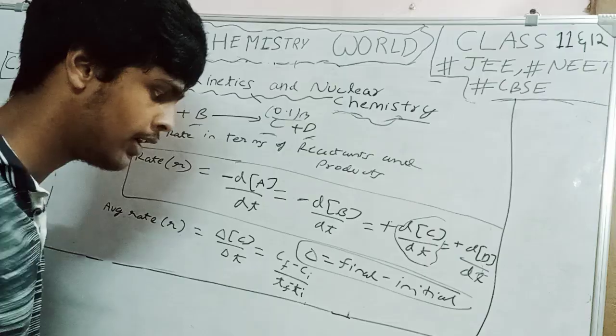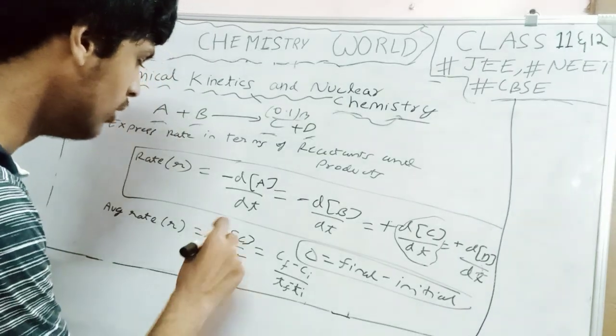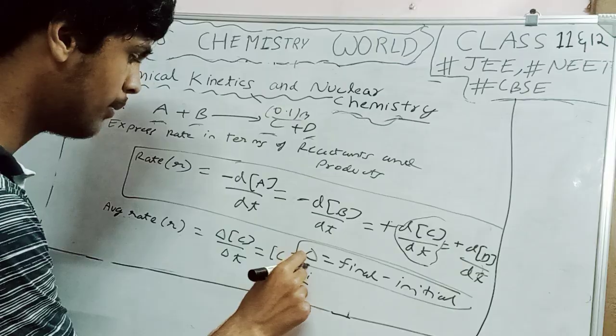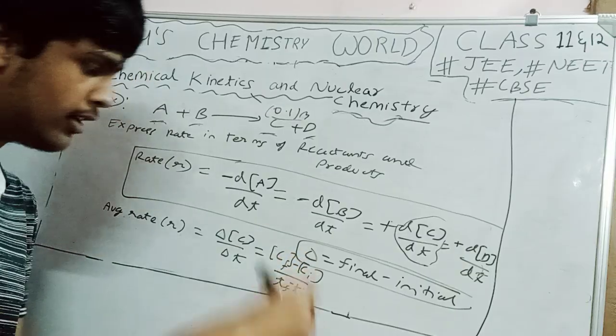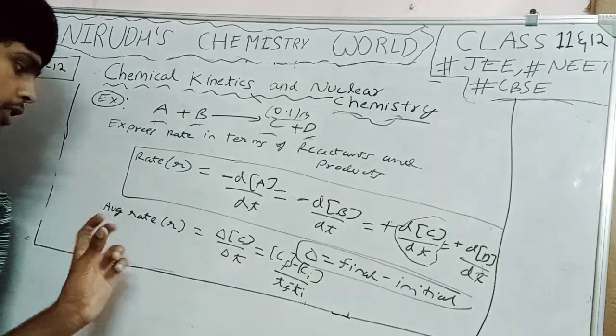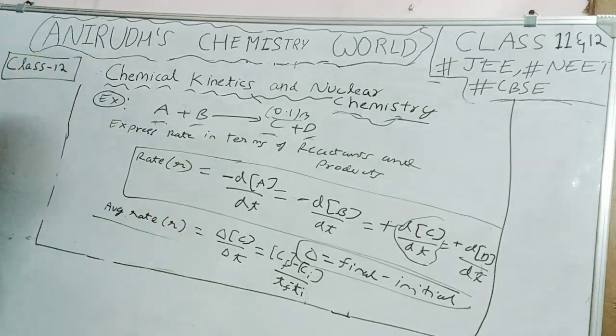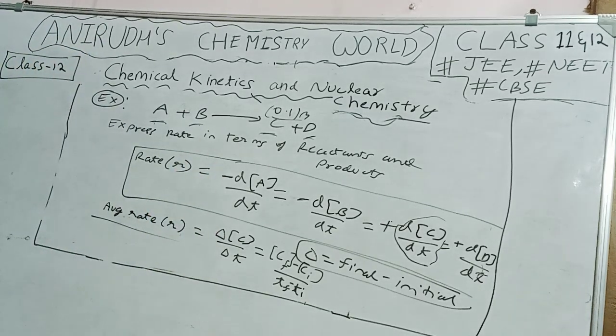I think you have learned this in physics, but again I am telling you, delta concentration of C by delta T means concentration finally minus concentration initially, by final time minus initial time. This is the thing where you will get the average rate. Okay, just note this one. I am telling you point to point so that you will have no doubt.